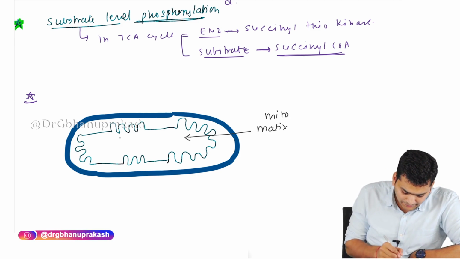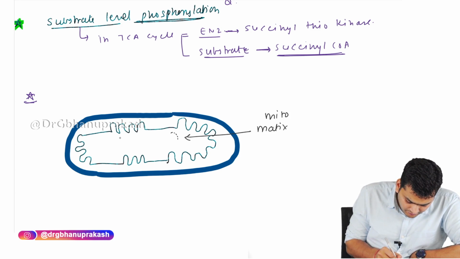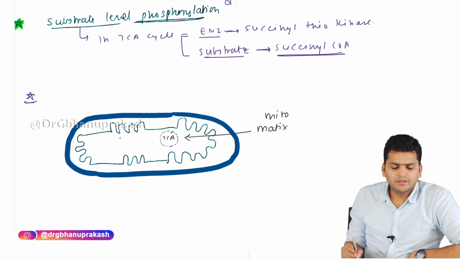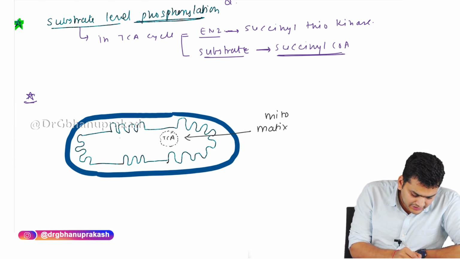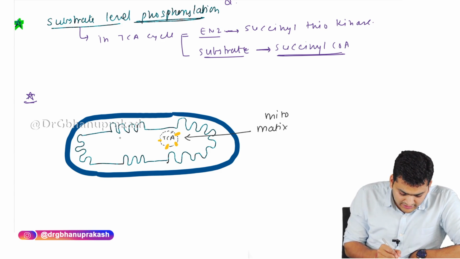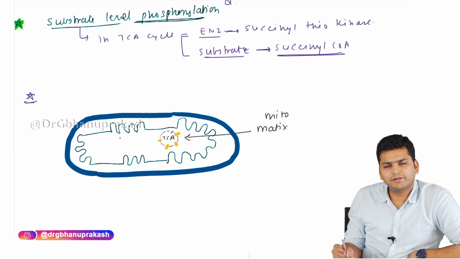So what we can appreciate is that the Krebs cycle is occurring in the mitochondrial matrix. The TCA cycle enzymes should be present here in the mitochondrial matrix. But there is one enzyme of the TCA cycle which is not there in the matrix.